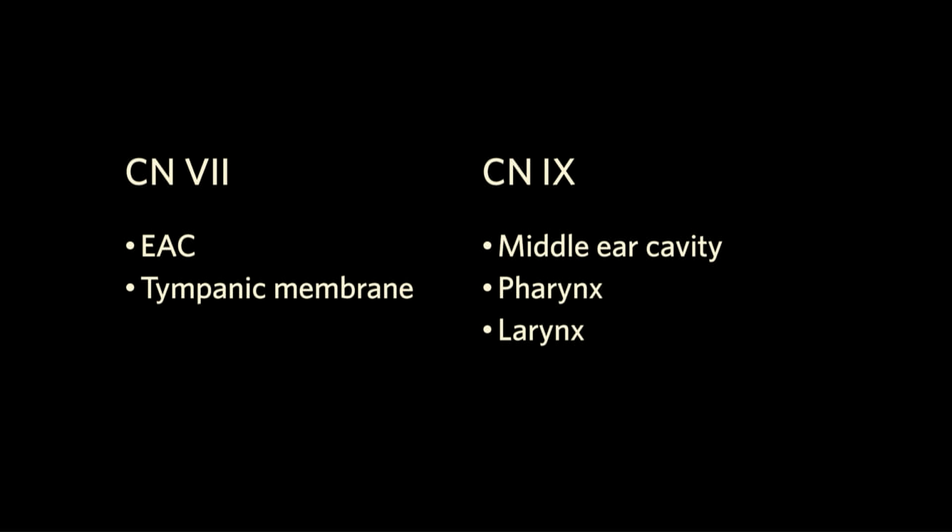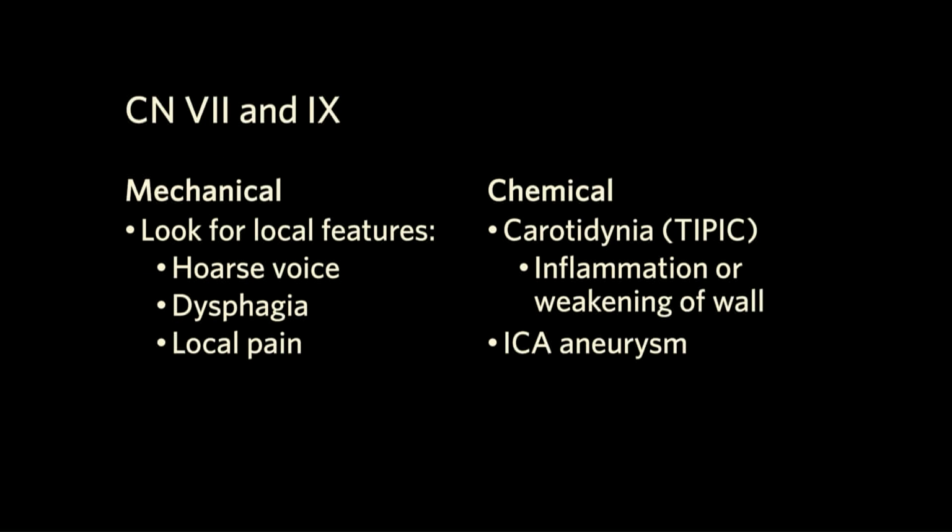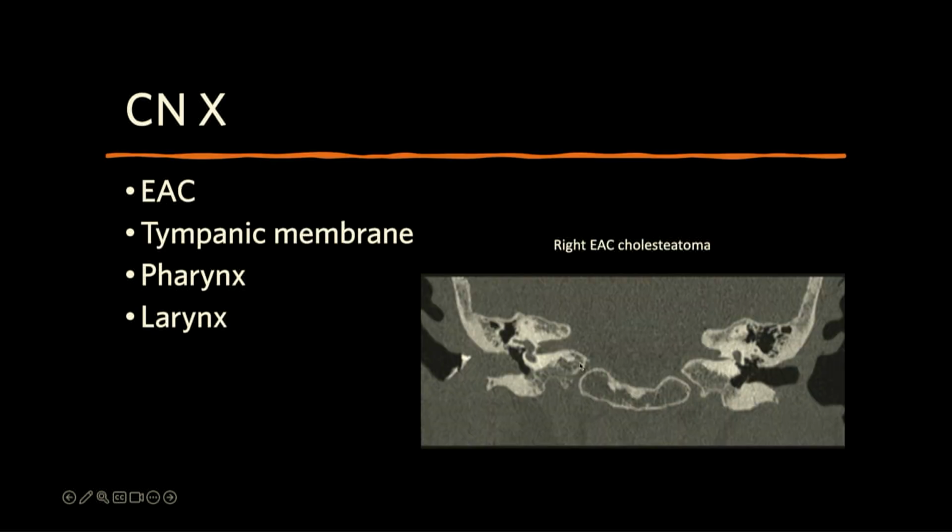So I just want to go into these other sort of smaller areas, which can be kind of interesting. Cranial nerve 7 and 9, the things they innervate. Again, mechanical causes and chemical causes. You're also going to look for local features in some of this stuff. You're familiar with Tippich syndrome, sort of inflammation of the arterial wall, usually the cervical ICA. ICA aneurysms can do this. So again, anything involving the ear. This is a right EAC cholesteatoma that can cause headache. Middle ear disease can cause headache.